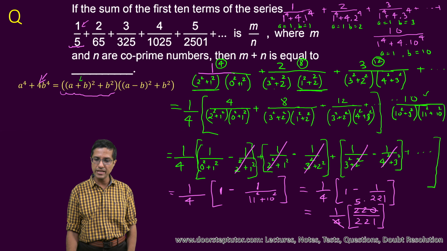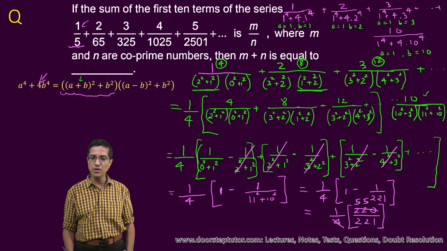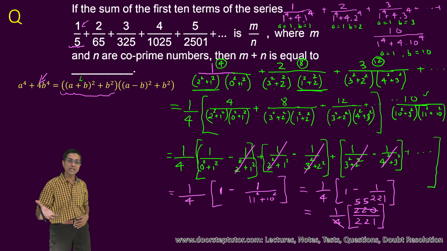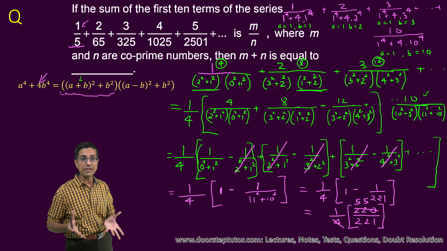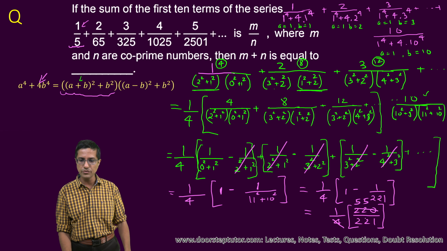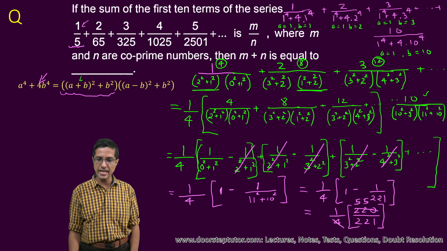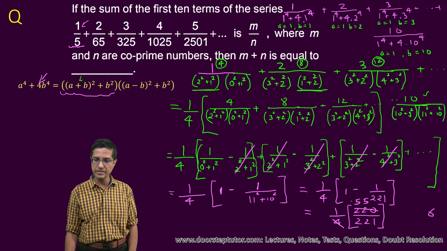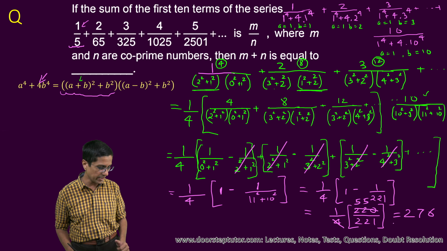So this becomes 5 and this becomes 55 over 221. Now it is no more simplifiable, because the denominator does not have a factor of either 5 or 11, which are the factors of the numerator. So this is now m and n. So m is equal to 55, n is equal to 221. So we have to find their sum. So this becomes 55 plus 221, which is 276, and that is our final answer.